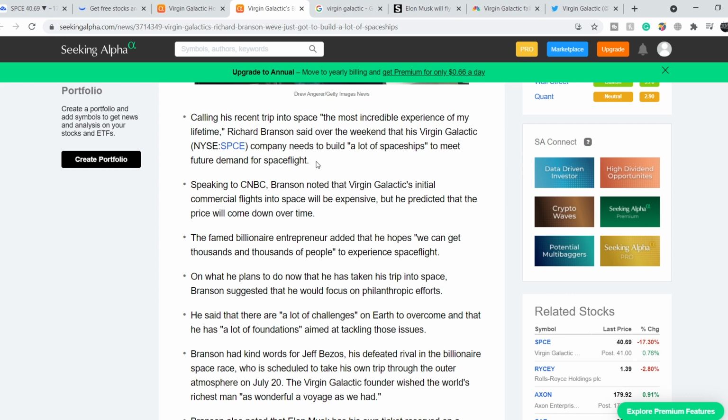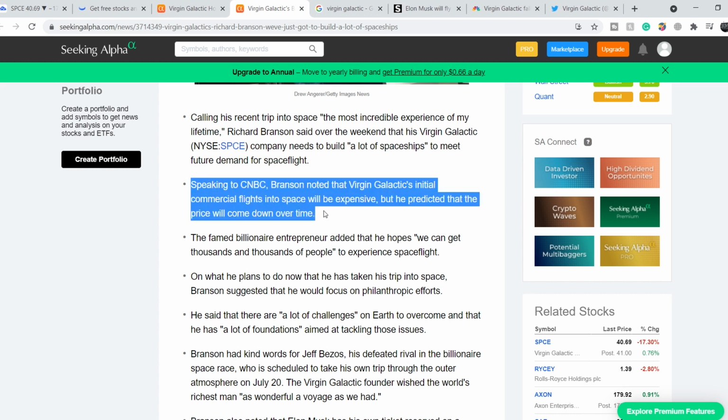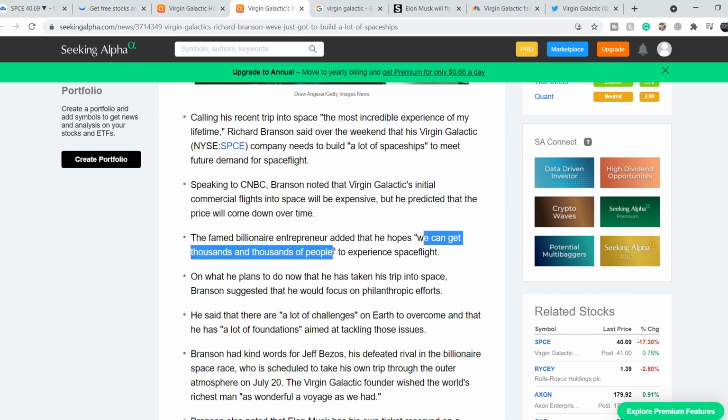And I have to say that it is very important, because he knows that this company will be successful only if they have enough spaceships and enough commercial launches. So, let's continue. Speaking to CNBC, Branson noted that Virgin Galactic's initial commercial flights into space will be expensive, but he predicted that the price will come down over time. The famed billionaire entrepreneur added that he hopes we can get thousands and thousands of people to experience spaceflight.